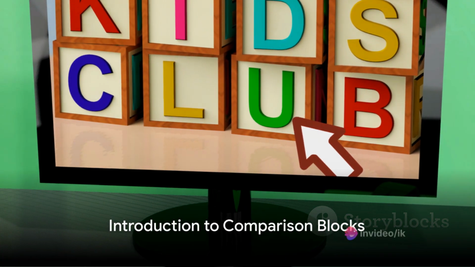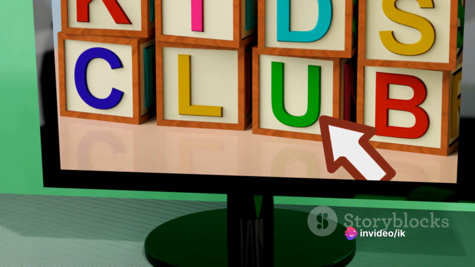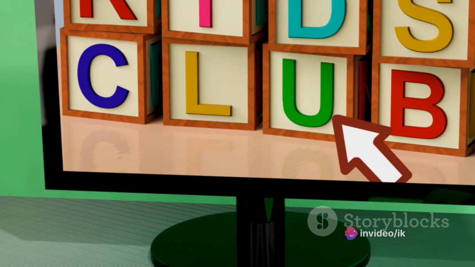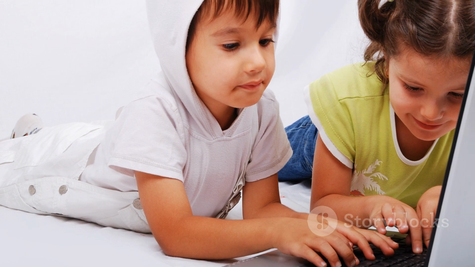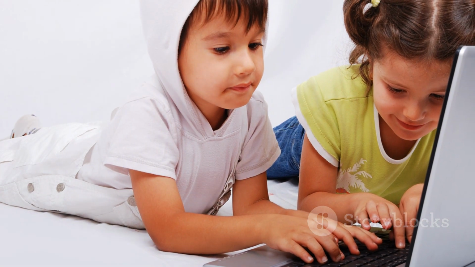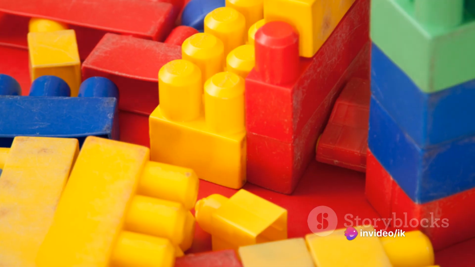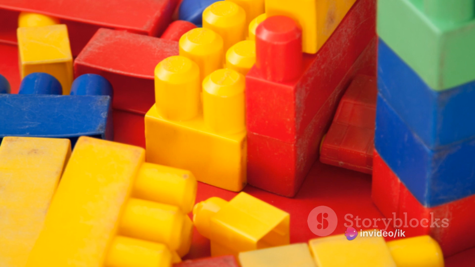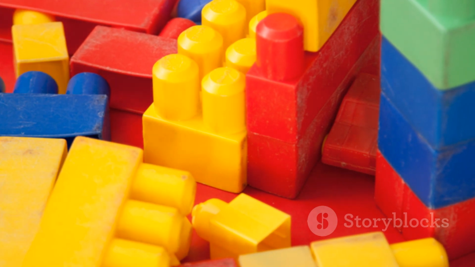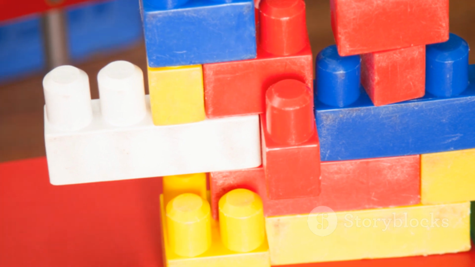Hello, young coders. Have you ever wondered how your computer knows when one thing is greater than, less than, or equal to another? It's all done using something called comparison blocks. These are the building blocks that help your program understand comparisons, just like how you would in a math class. Today we're going to explore these 6 comparison blocks. Equals to, not equals to, smaller than or equals to, greater than, and greater than or equals to.